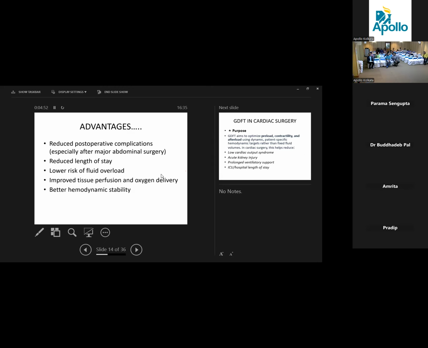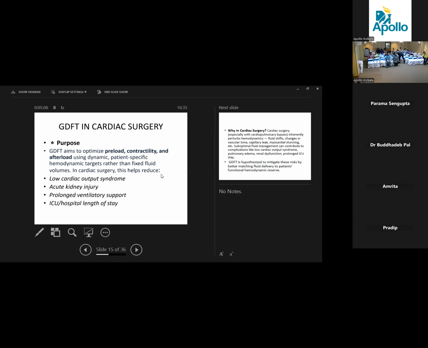The advantages of dynamic parameters are reduced post-operative complications, reduced length of stay, lower risk of fluid overload, improved tissue perfusion, and better hemodynamic stability. Then what is our main purpose in goal-directed fluid therapy in cardiac surgery? The main purpose is to optimize preload, contractility, and afterload using dynamic patient-specific hemodynamic targets rather than fixed volumes. In cardiac surgery, this helps in reduction of low cardiac output syndrome, acute kidney injury, prolonged ventilatory support, and reduced length of stay in hospital.